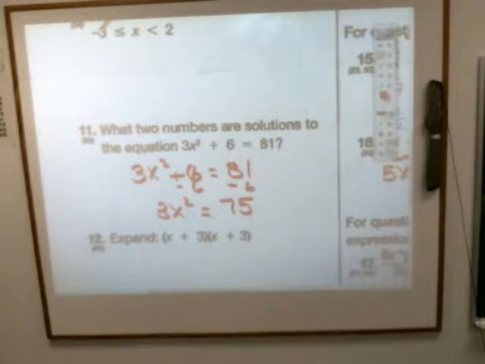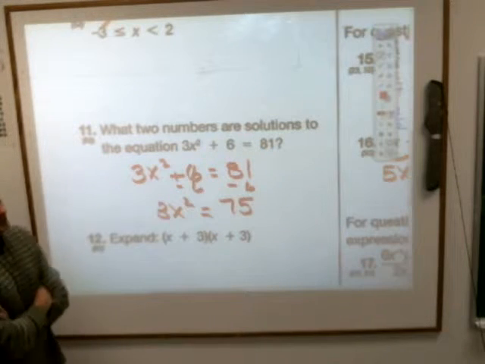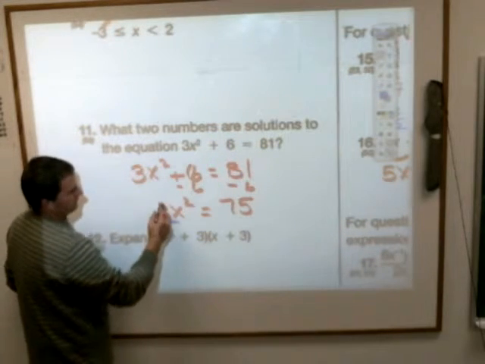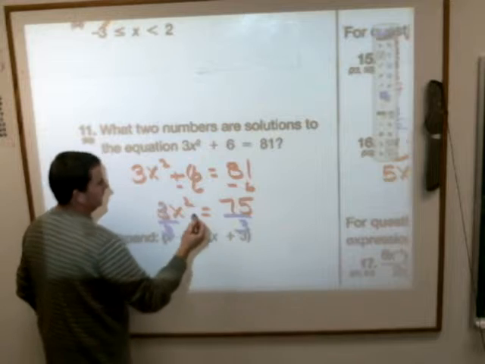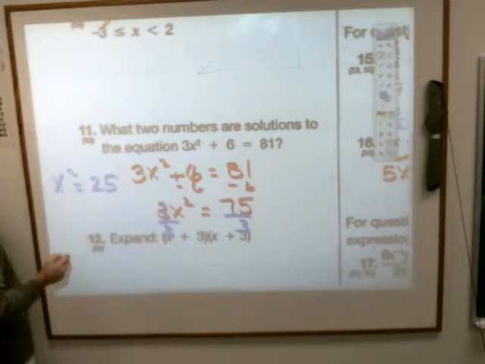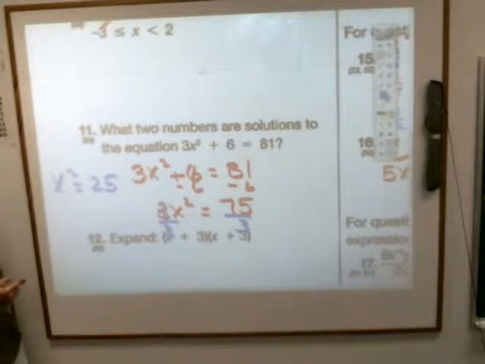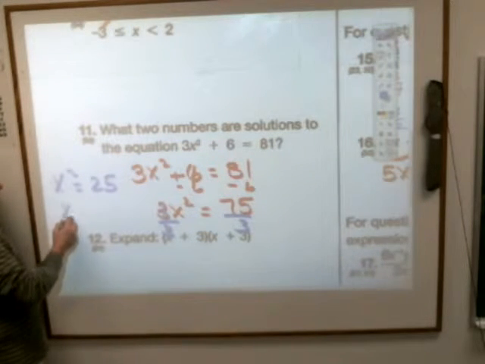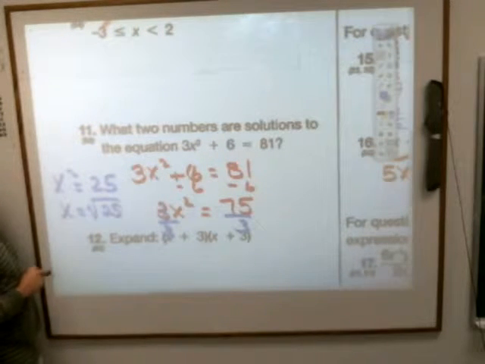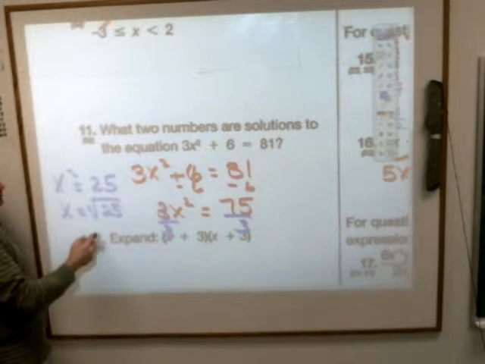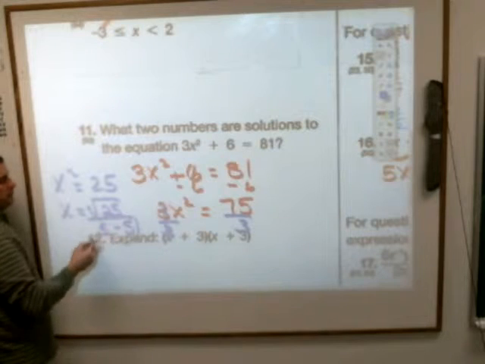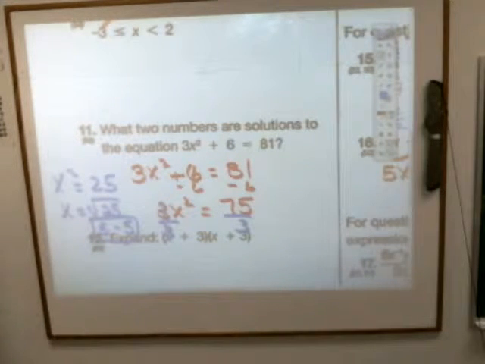How do I solve for x at this point? Austin, you got a suggestion for me? What's that? Divide by 3. And when I divide by 3, I end up with 25 over there. So now x squared equals 25. Anytime you see something squared, to get the answer you take the square root of the other side. And the square root of 25 technically is both a positive 5 and a negative 5, because both of those, when you square them, will give you 25.